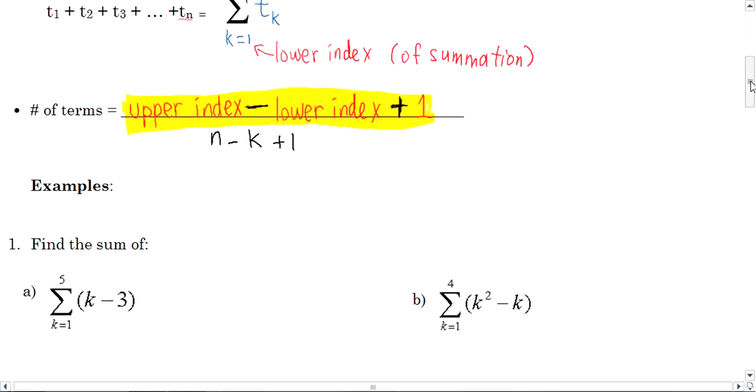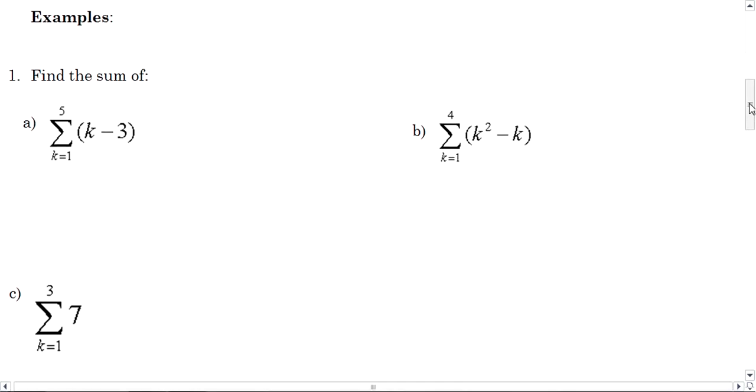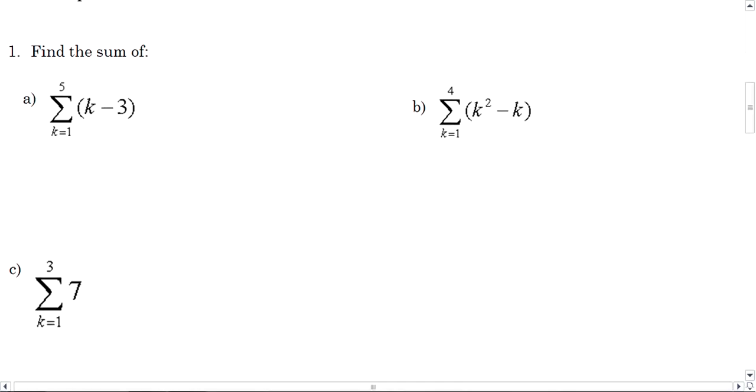So let's scroll down. Example 1. Find the sum of this. Okay, let's see how this sum works. I would just put an equal sign. And we know how many terms there are. There's k from 1 up to 5. They're all integer values, so 1, 2, 3, 4, 5. So there are 5 terms. I'm going to write them all out.